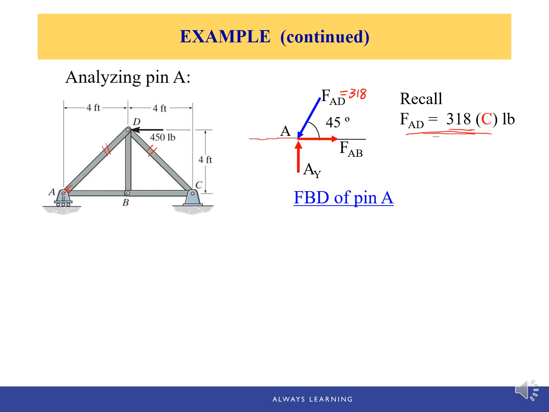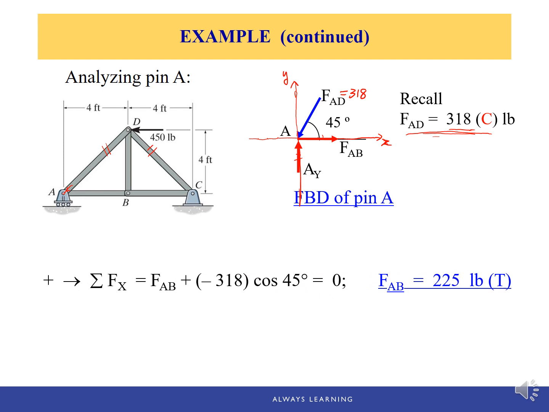And again, do not forget, before you set up the free body diagram, you want to draw the X and Y coordinates to help you write the equilibrium equations. And this is the free body diagram of pin A. And now we can check our free body diagram. We only have two unknowns, FAB and AY. But we are not asked to solve for the support reaction from the floor, AY. We are only looking for FAB, actually. So we just need one equation, which is the equation along the X direction to solve FAB.